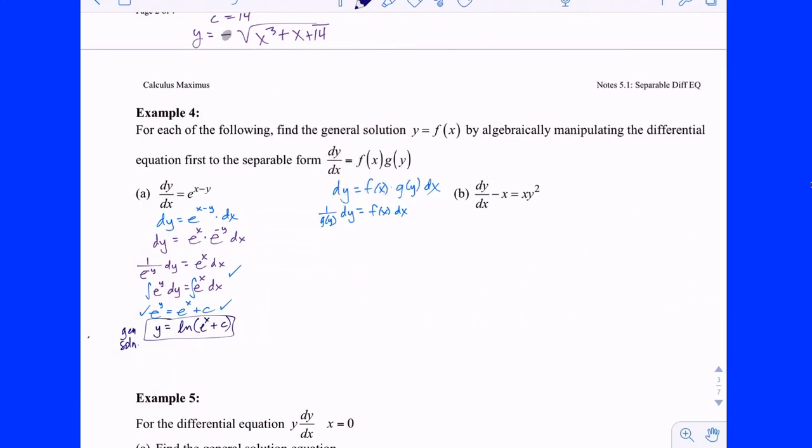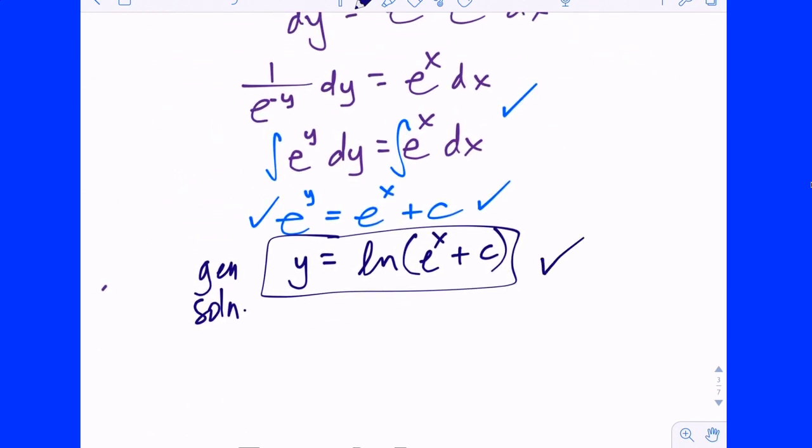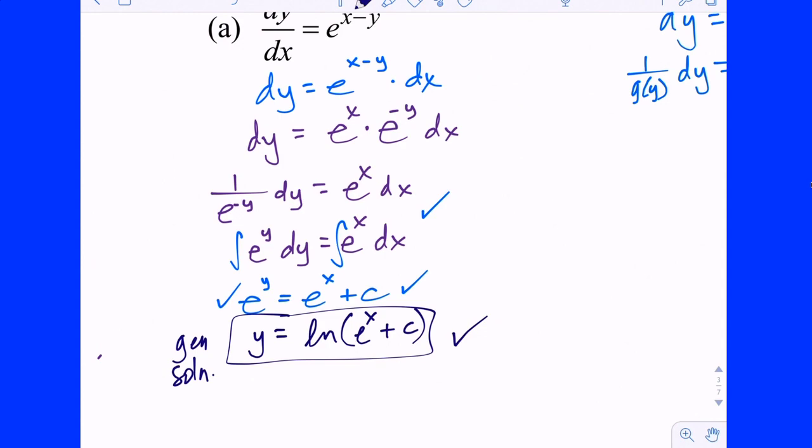And that's it. It didn't ask us to find any particular solution, so we're done. So that would probably get another check. Notice that would be worth 1, 2, 3, 4 checks probably. If you have an initial condition, you're going to get another check for using it and writing the particular solution.